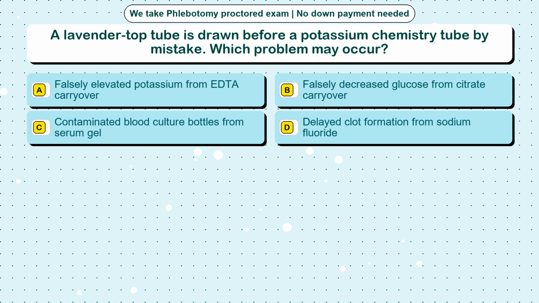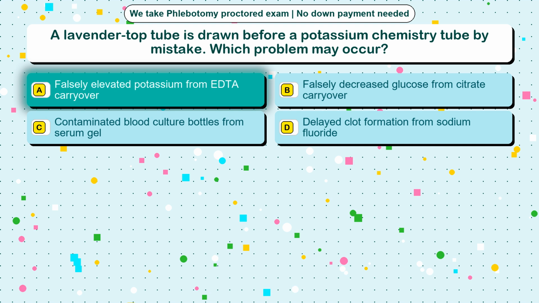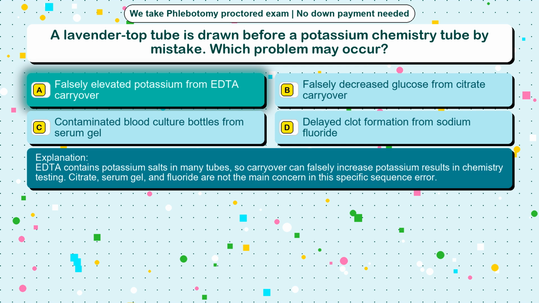Option C, contaminated blood culture bottles from serum gel. Option D, delayed clot formation from sodium fluoride. The correct answer is option A, falsely elevated potassium from EDTA carryover. EDTA contains potassium salts in many tubes, so carryover can falsely increase potassium results in chemistry testing. Citrate, serum gel, and fluoride are not the main concern in this specific sequence error.